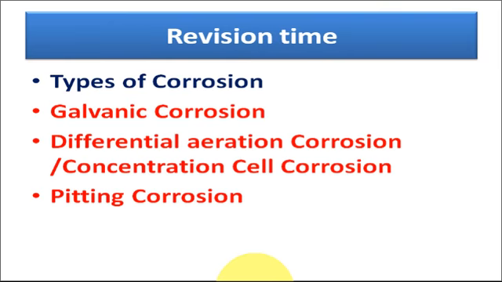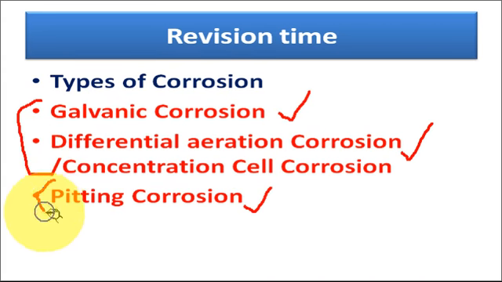So now it is time for the revision. What have we learned today? Today we have learned about three important types of corrosion: galvanic corrosion, differential aeration or concentration cell corrosion, and pitting corrosion. Galvanic and concentration cell corrosion are uniform corrosion, while pitting corrosion is non-uniform corrosion, which occurs due to the localized attack. So this is the main difference in these three.